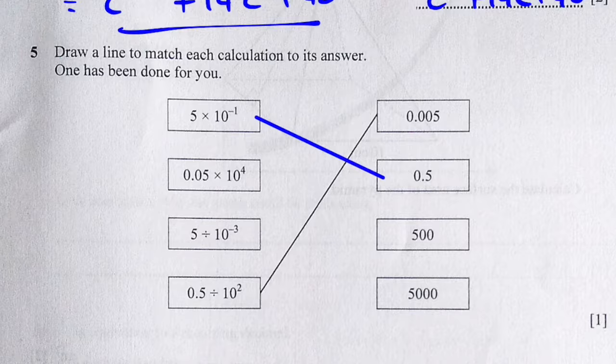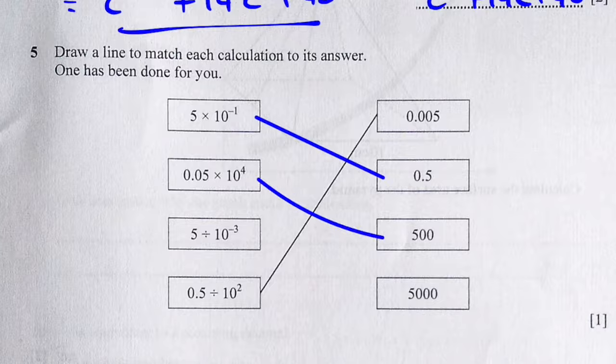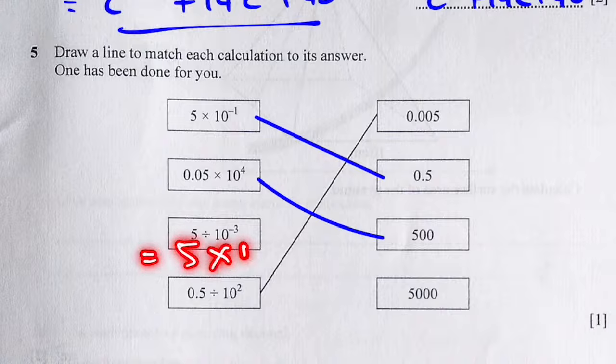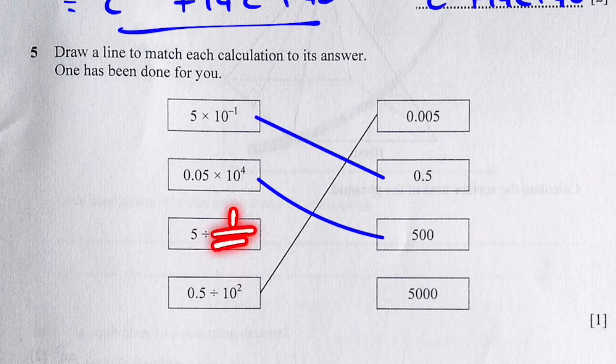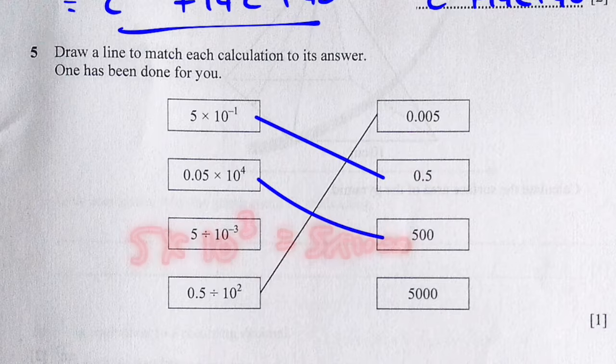Over here, 0.5. 0.05 times 10 to the power of 4. That will be equal to 0.05 times 10,000, and that will be 500 if you did it correctly. Now for the third one, which is 5 divided by 10 to the power minus 3, that will be equal to 5 times 10 to the power of 3. It's equivalent, because 10 to the power minus 3 is 1 by 10 to the power of 3. And the divide and 1 will cancel out, so 5 times 10 to the power of 3, 5 times 1000, which is, you should already know what option it is, part D.